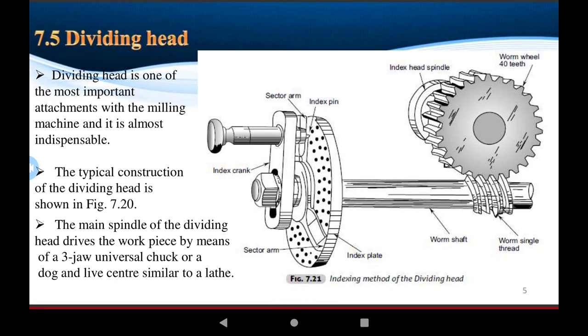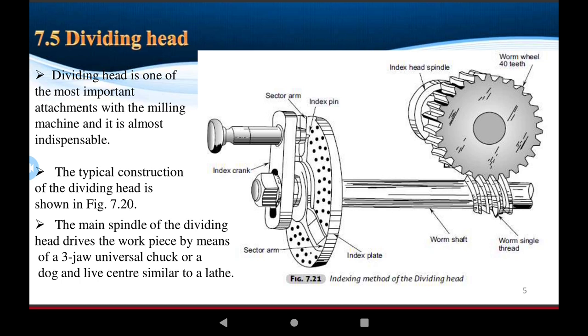And second is also the dividing head of the milling machine. This is a very large machine, okay, and the dividing head is one of the most important attachments of the milling machine, and it is almost indispensable, okay.